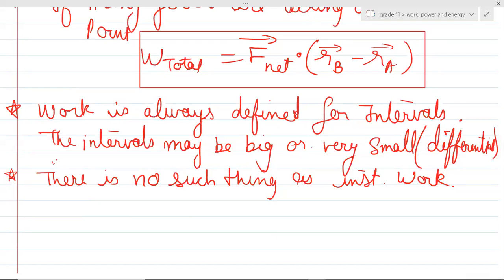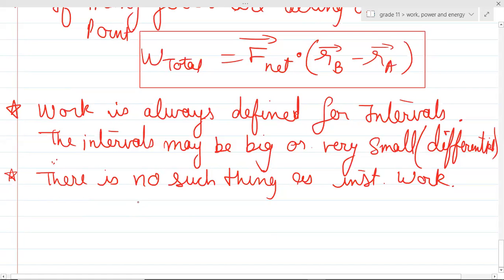Work done from x equals 2 meters to x equals 5 meters, so you can define work in these intervals. There is no restriction on whether these intervals should be big or very small, but please remember, work cannot be calculated at an instant. That is why there is no such thing as instantaneous work. Is this clear?